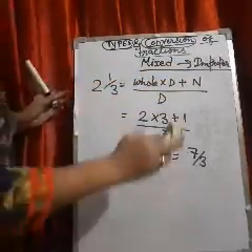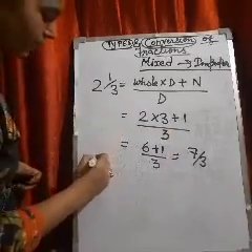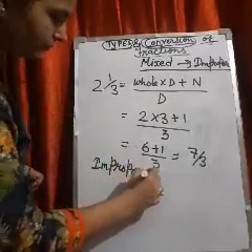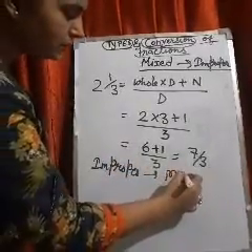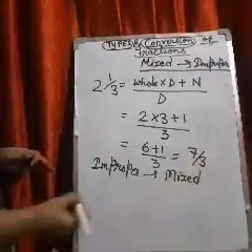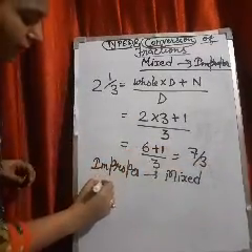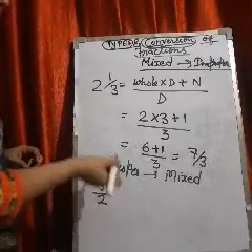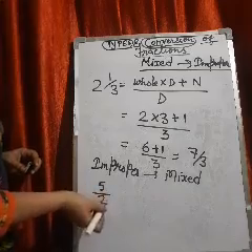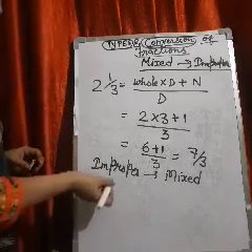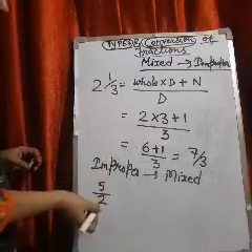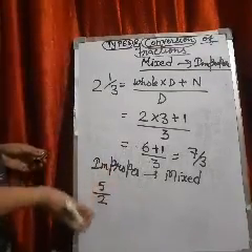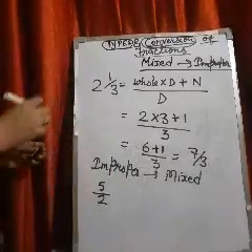Now, how to convert improper into mixed? Improper to mixed fraction. Let's take an example of an improper fraction. Let's take 5 by 2. See, this is an improper fraction. Why? Because the numerator is greater than the denominator. A bigger number is sitting on a smaller number, just like a shameless bigger elder person is sitting.